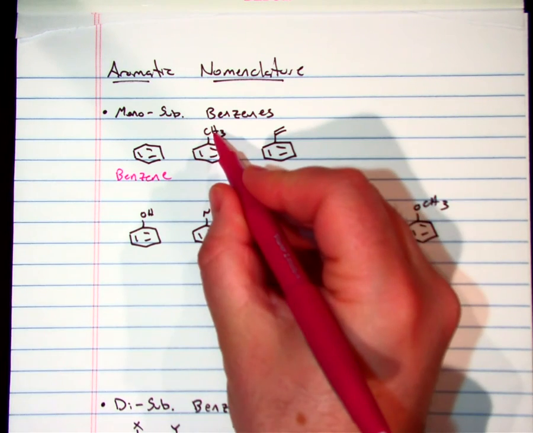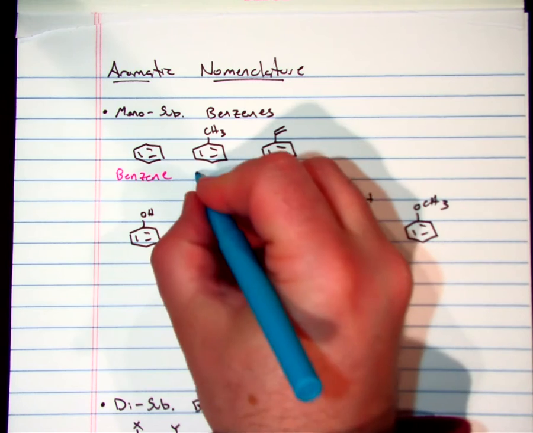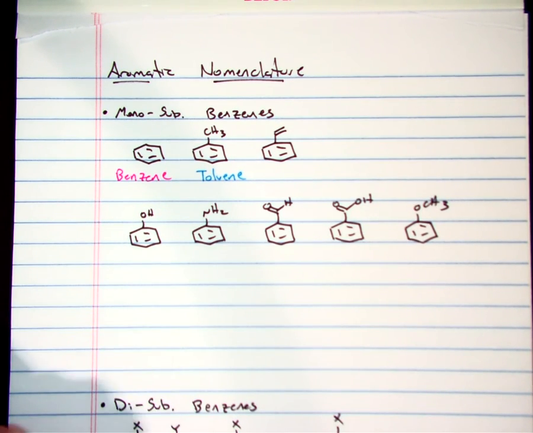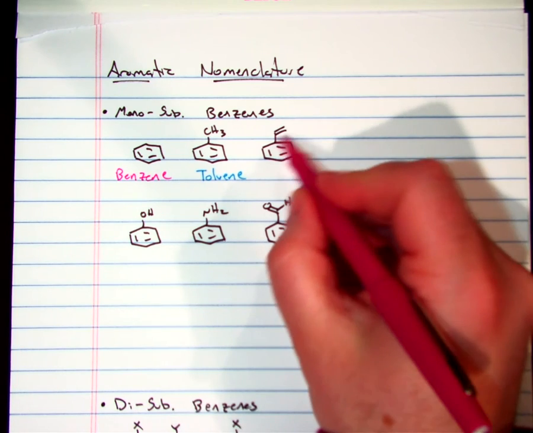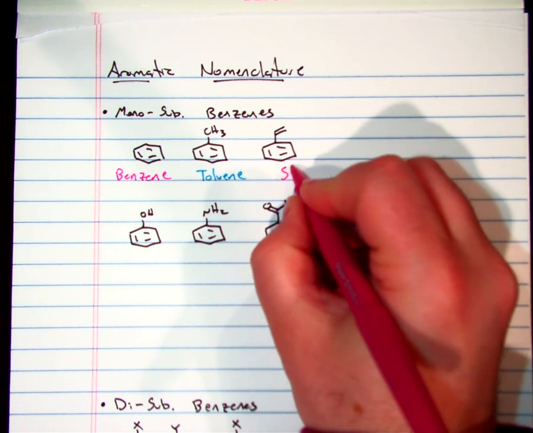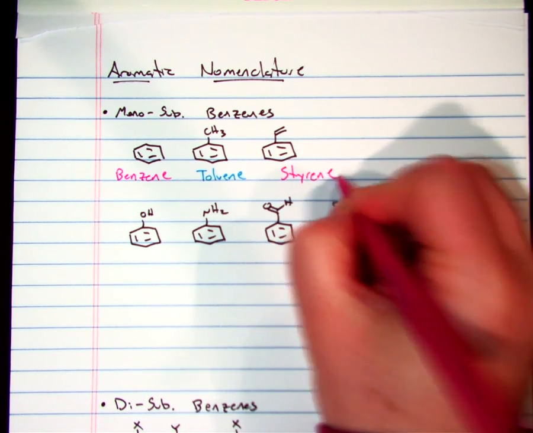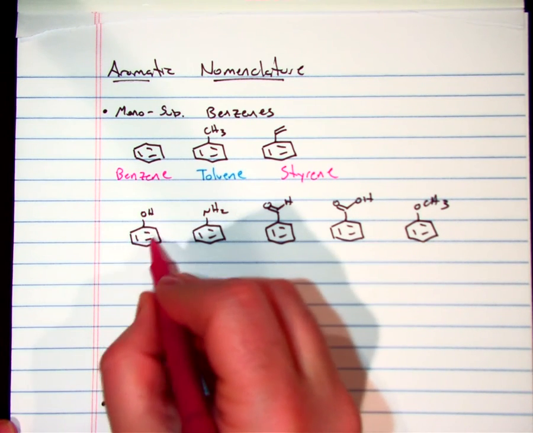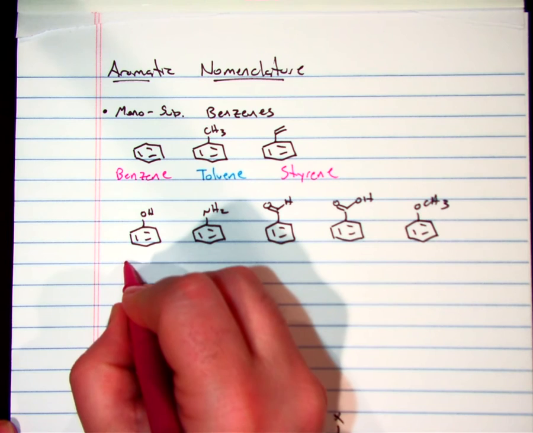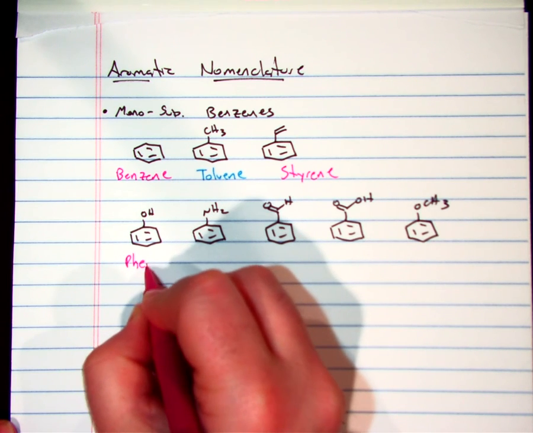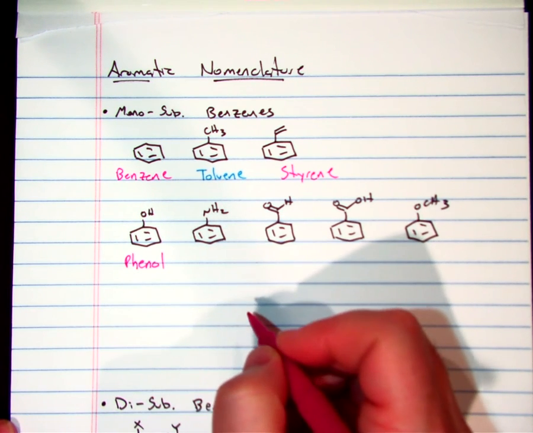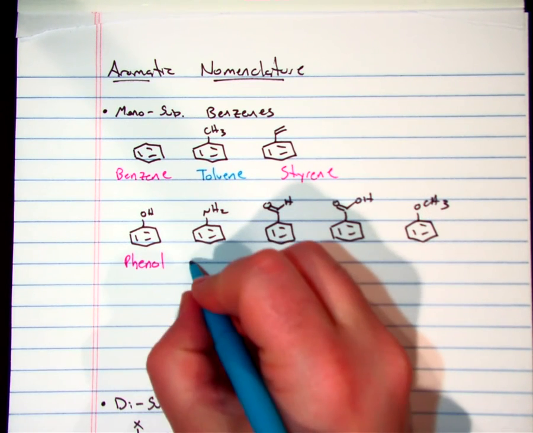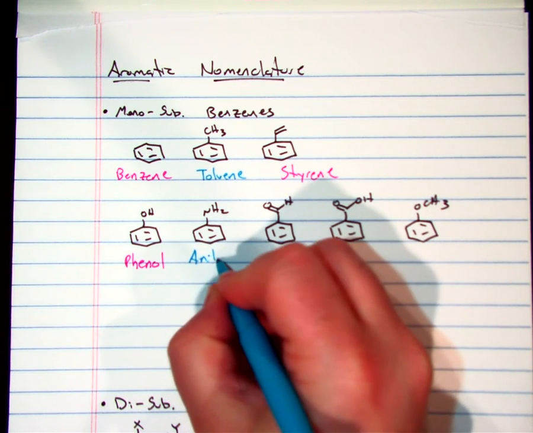So if we have a methyl group on here, this is known as a toluene system. If we have a vinyl group attached here, this is a styrene system. There are some other ones that we've seen before too. A hydroxyl attached to our benzene ring, we know this to be a phenol system. If we have an amine attached, this is aniline.